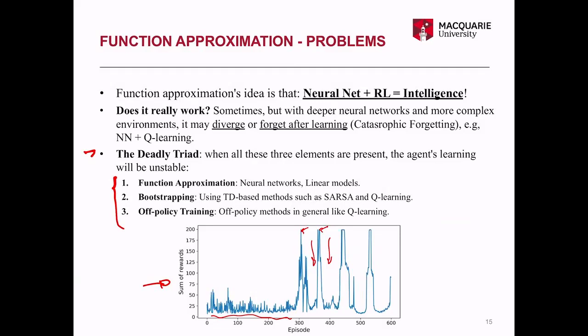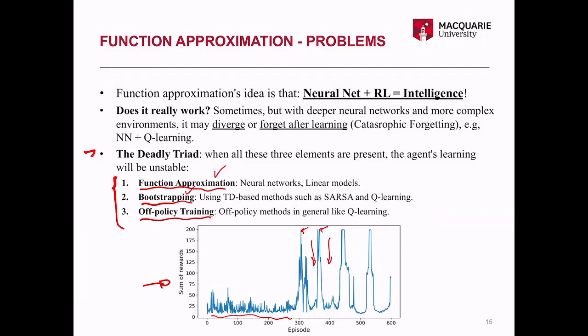So function approximation, a neural network or a linear model; bootstrapping, so all TD methods like SARSA and Q-learning are using bootstrapping; and also off-policy training. So Q-learning is off policy. If you parameterize Q-learning with a neural network, it has all these three components, and hence it diverges. For SARSA, we're using function approximation and bootstrapping, but it's on policy. So one component is missing, and that's why it works, right? So be aware of the deadly triad.